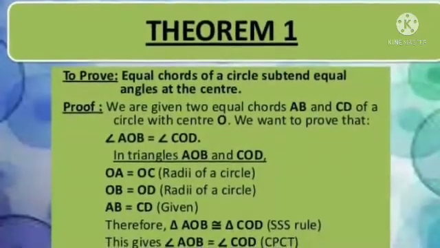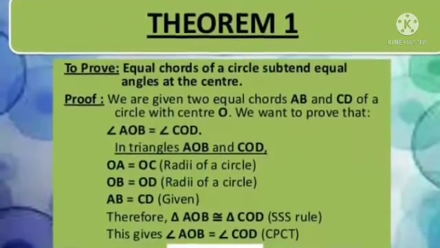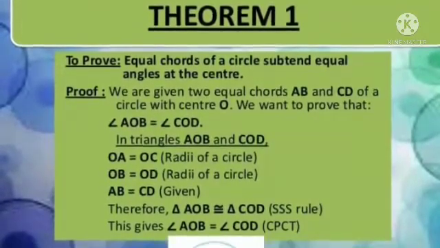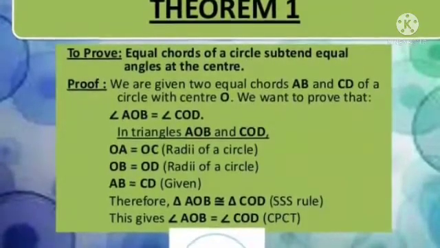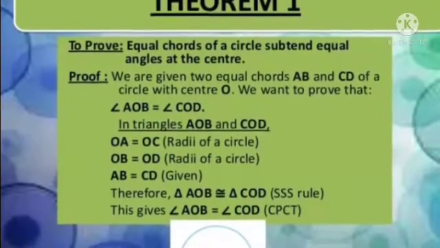Theorem 1. To prove: equal chords of a circle subtend equal angles at the center. Proof. We are given two equal chords AB and CD of a circle with center O. We want to prove that angle AOB is equal to angle COD.